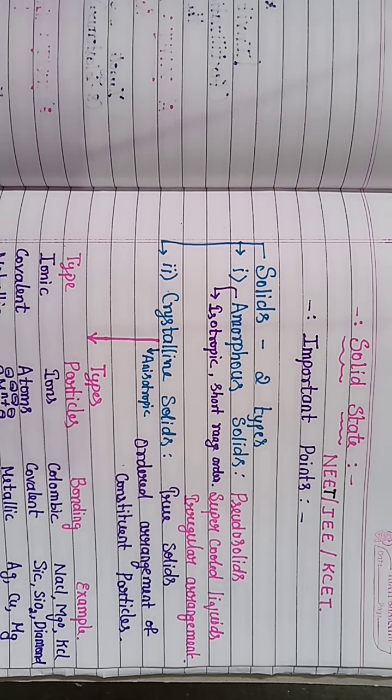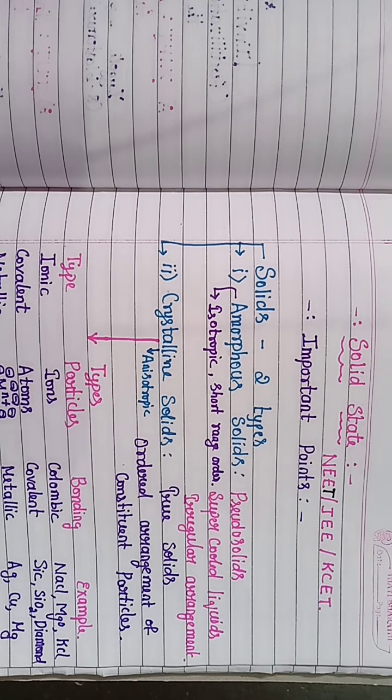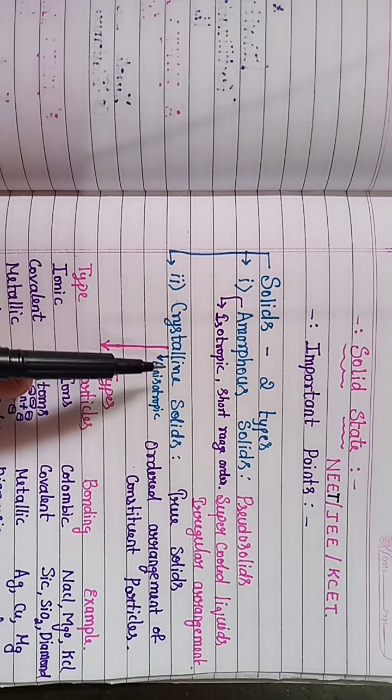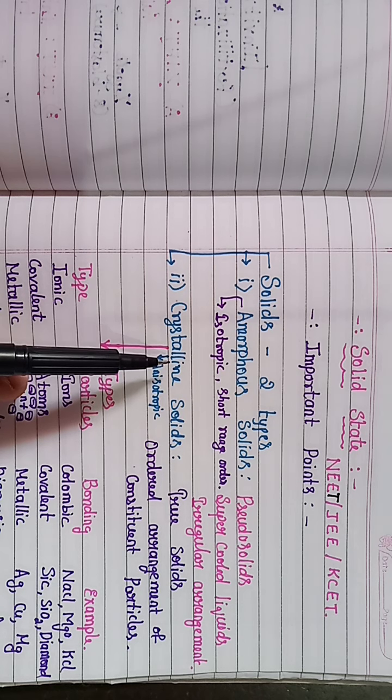Solid state chapter. From this chapter you will get a maximum of 2 questions in the NEET exam. In this short video we are going to revise the important points related to this chapter. As you know, there are 2 types of solids: amorphous solids and crystalline solids.